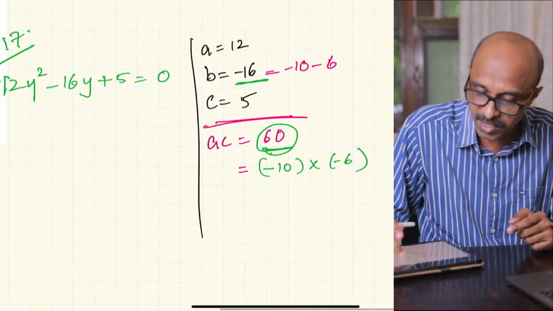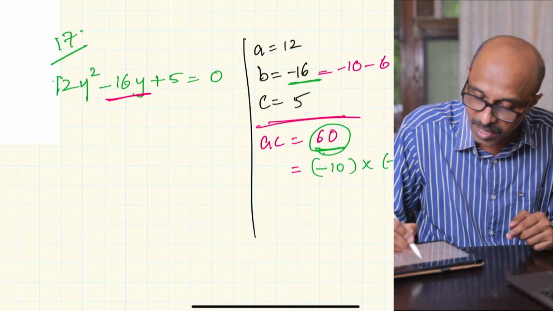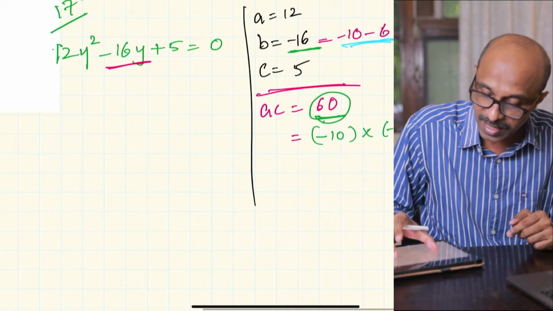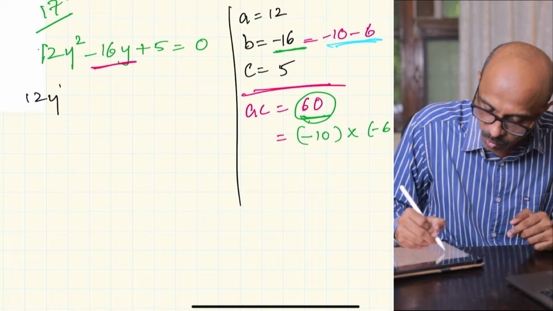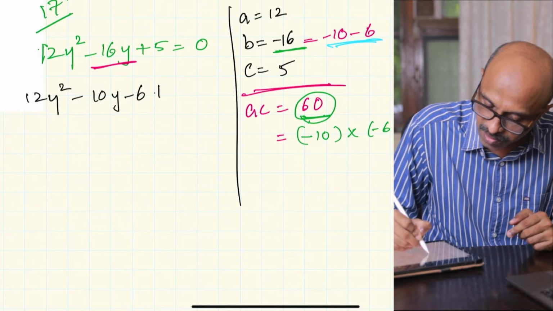So what's the next thing to do? We come back to the question and we express this as negative 10 minus 6. I hope you can see this. That's called splitting of the middle term, as I've said before. So I'm going to write 12y squared minus 10y minus 6y plus 5 is equal to 0.